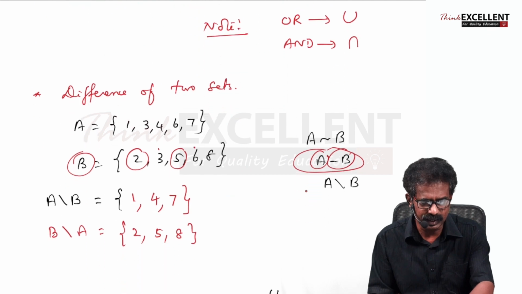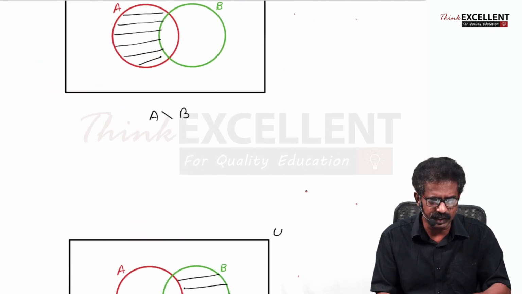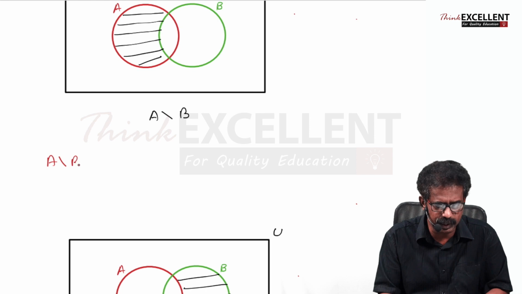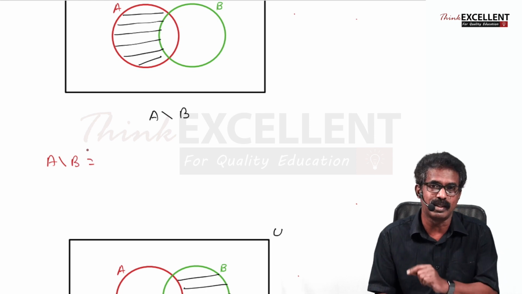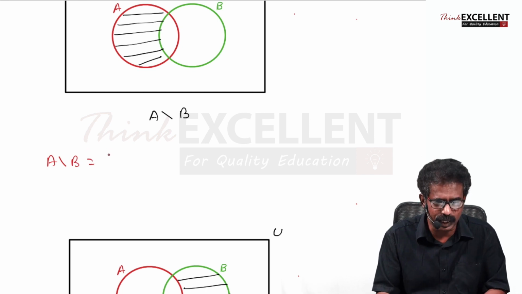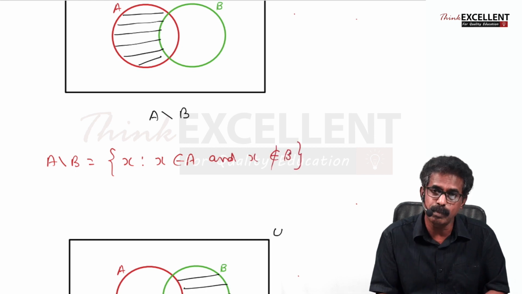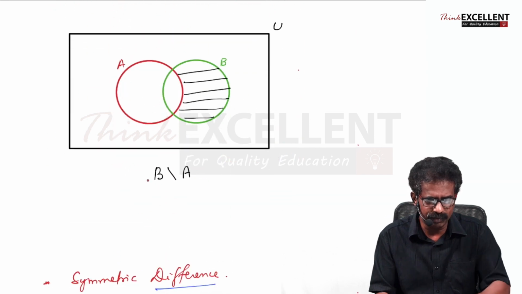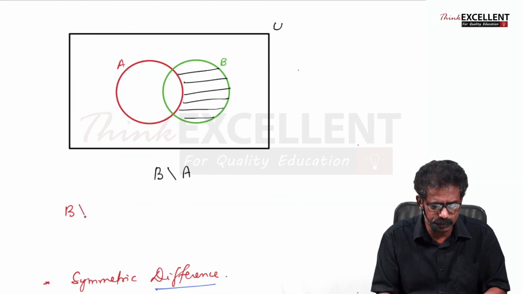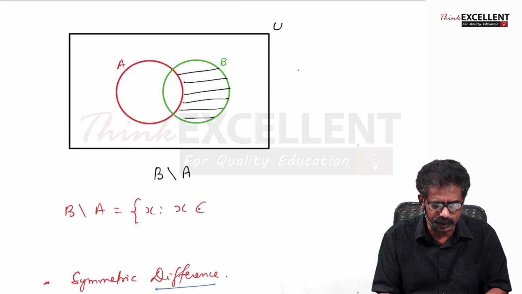The difference of two sets, please listen. A difference B, what's the meaning? Tell me. In A but not in B. How can you write it in set builder form? Set of all x such that x is in A and x is not in B. Are you able to understand? So what about B difference A? B difference A means the set of all x such that x belongs to B and x is not in A. Hope you understood all these things.